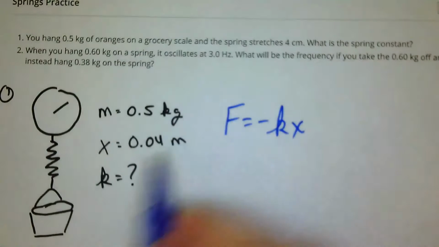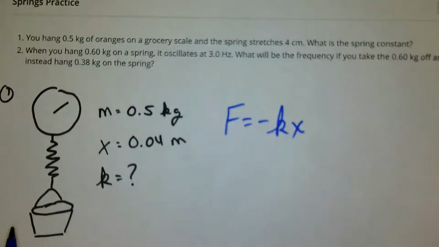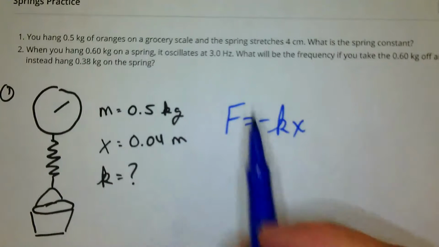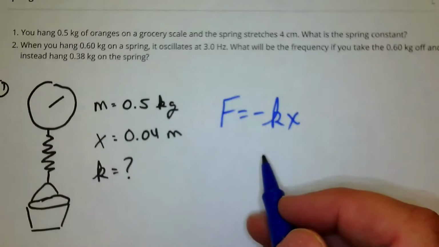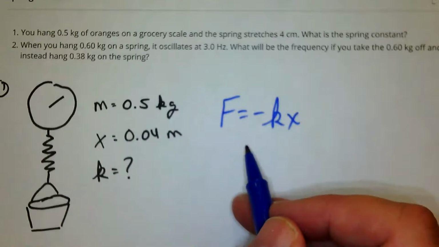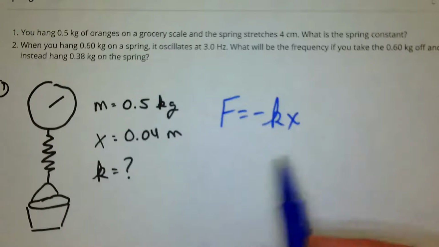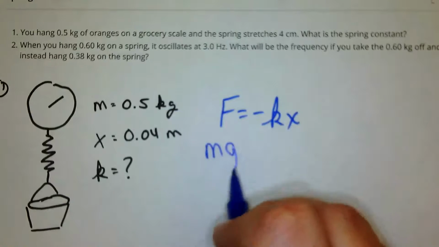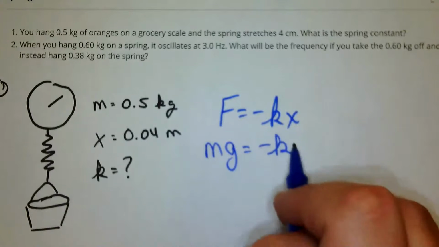Good. So we know, what is the force that's stretching this? The force that's stretching it is gravity. And what's actually going to happen, if you actually do this, is the spring is going to push up against it. The idea is you shouldn't end up with, well, let's see here. So the force is gravity, mg equals negative kx, right?